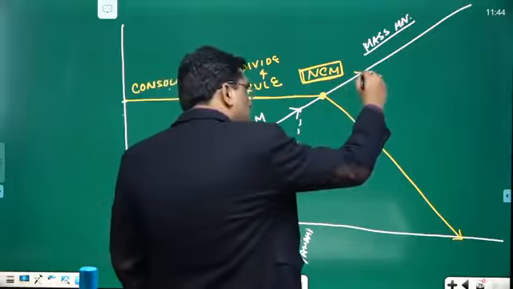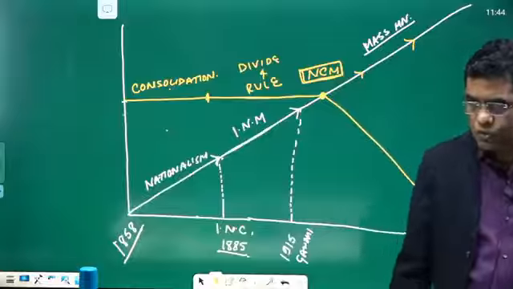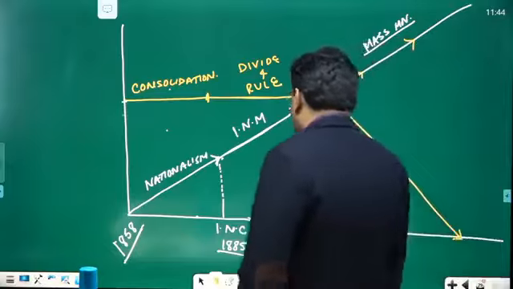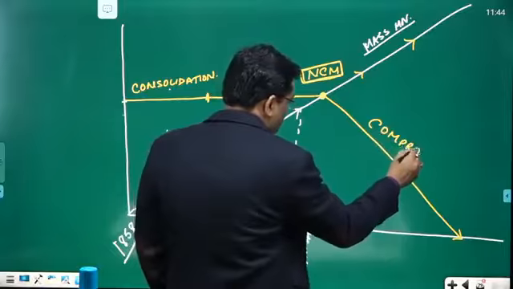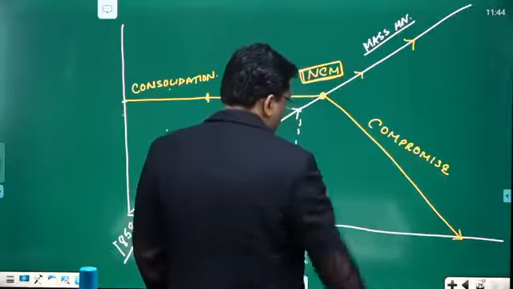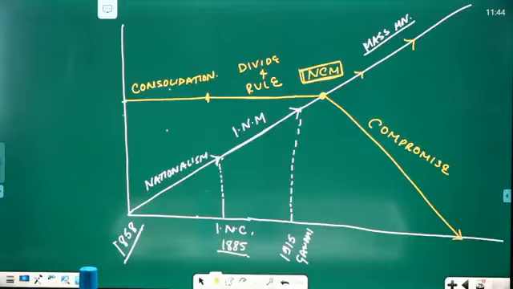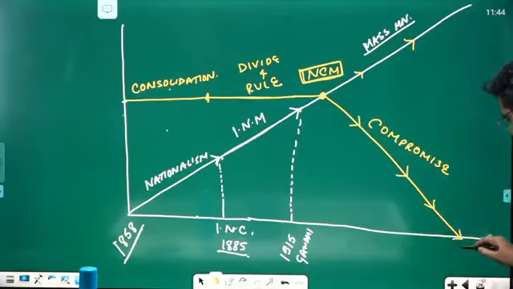This mass movement forced the British to follow the policy that is called the policy of compromise. Policy of compromise means the British now started compromising with the rising mass movement. So once the colonial power started compromising, its control mechanism kept on losing, and in 1947 it became zero.